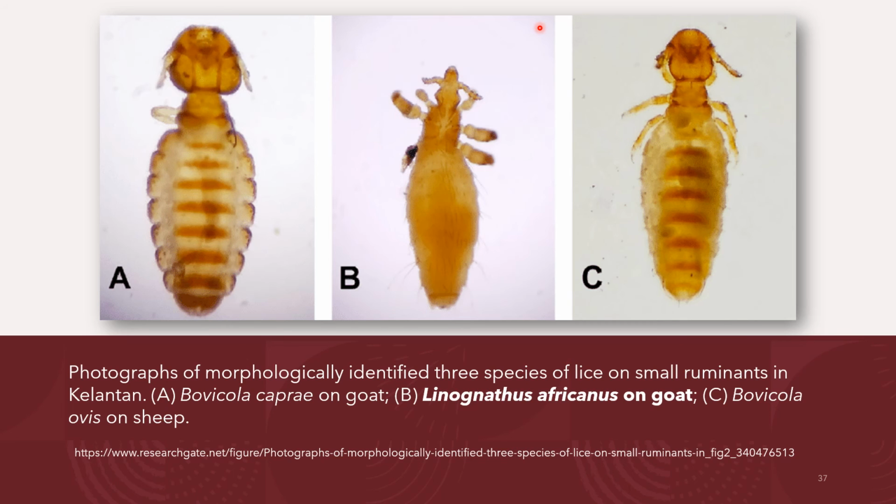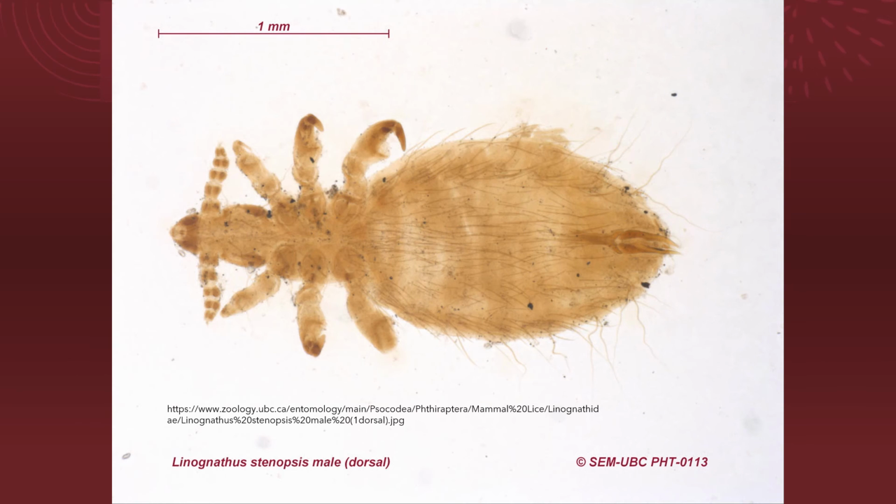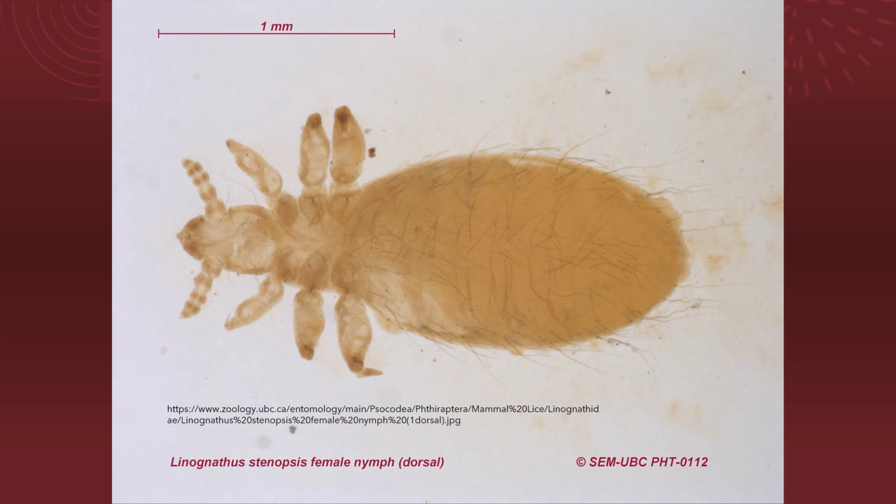three species of lice that are found in small ruminants, particularly sheep and goats. The letter A and letter B represents the chewing or the biting lice of small ruminants, while the letter B is the Linognathus africanus, which is the sucking louse of goats. This is a diagram of the Linognathus stenopsis of goats. We also have here the female Linognathus stenopsis.